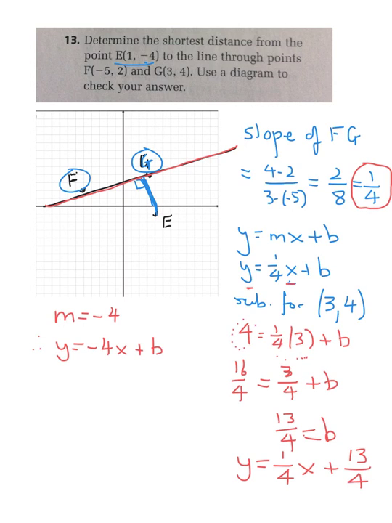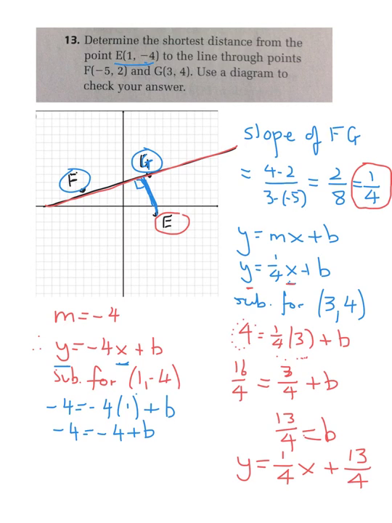How do we find b? Well, we sub in a point that's on the line, and we know that E is on that line, 1, negative 4. So we sub in 1, negative 4. The x value is going to be 1, and the y value is going to be negative 4. So negative 4 equals negative 4 times 1 plus b. Negative 4 times 1 is negative 4. Those 4s are going to disappear, the same thing each side, so b equals 0. So the final equation of this line through E is y equals negative 4x.